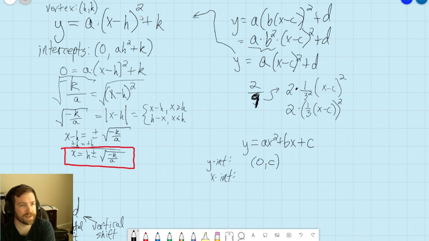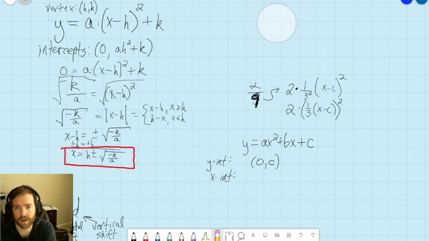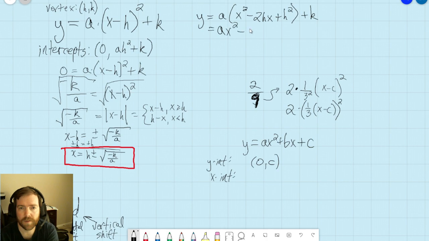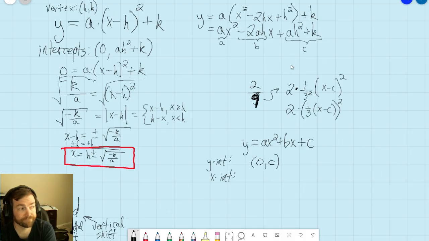And if we multiply this thing out, we get y equals a times the quantity x squared minus 2hx plus h squared, plus k. This is equal to ax squared minus 2ahx plus ah squared plus k. Well, here's your a. It's a. Here's your b. And here's your c in the expanded form. So ah squared plus k, we already did that for the intercept. We know that that's equal to c.